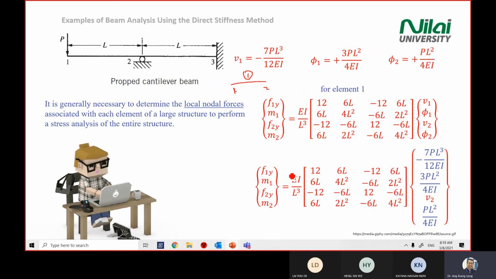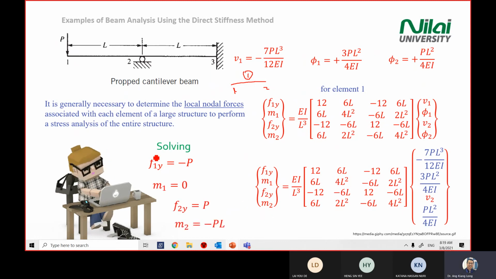You have 4 equations. You have 4 unknowns here. You're able to solve either using simultaneous equations, or you can use inverse matrix. So from here, you'll get the 4 unknowns over here. F1y equal to negative P, M1 is 0, P and minus PL.